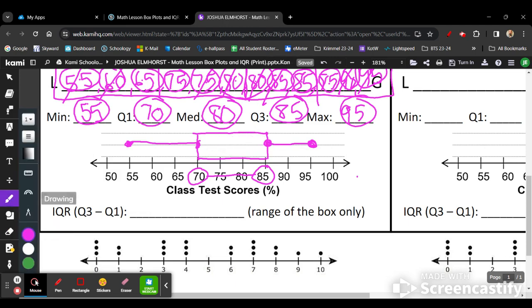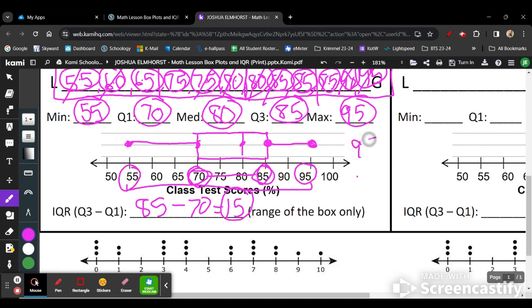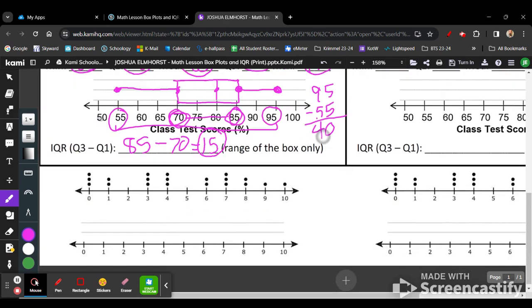The box is going to be the middle part of your data set, and we subtract 85, the upper quartile, minus 70, and that is the range of just the box. So what is the range of the center of the data? 15. And then you may be asked to find the range of all of your data. So the range of all your data is 40, and then we can use that information to interpret how spread out is the data. The middle of the data is pretty close together, and the high and low number are spread out quite far.